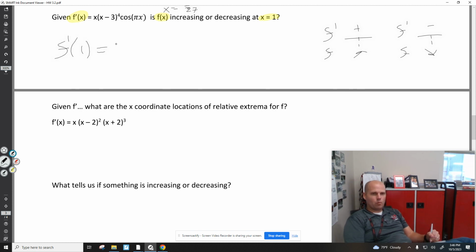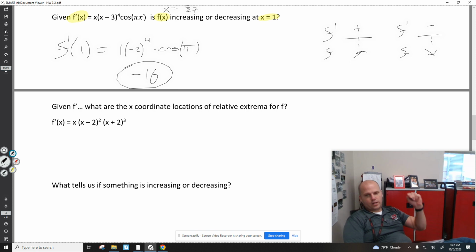If I plug in 1, I get 1 times negative 2 to the 4th times the cosine of pi. This is 2, 4, 8, 16. This is negative 1. You get negative 16. Now, I don't actually care about the value, but it is telling me how quickly things are changing. The slope of F at 1 is negative 16. F is decreasing 16 y's per x.